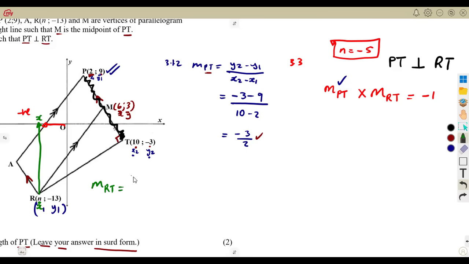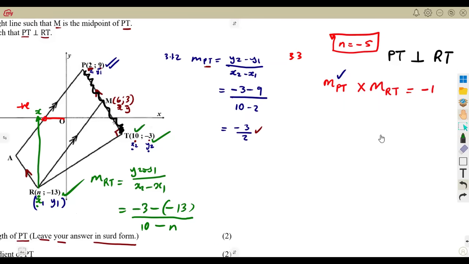Remember, change in y over the change in x, guys. That formula is still going to work: y2 minus y1 over x2 minus x1. So y2, I'm just going to take minus 3. So it'll be minus 3 minus y1, which is a negative 13, over our x2, which is 10, minus x1, which is n.